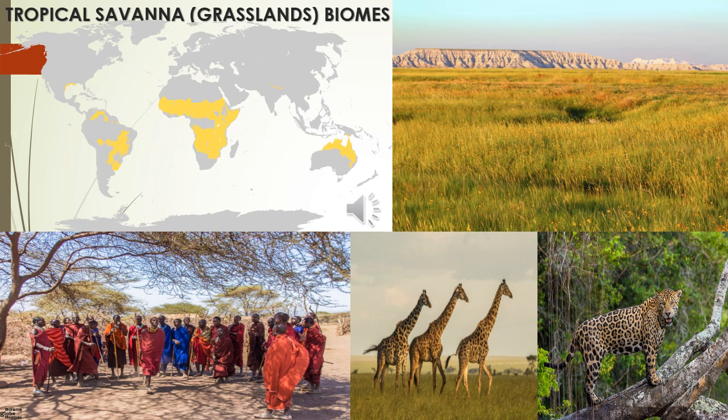Then tropical savanna, the grassland biome. In the tropical forest, you can see a large number of trees, a dense forest. But here, in the tropical savanna, it is grassland. Tropical grasslands are generally found between tropical forest and desert.